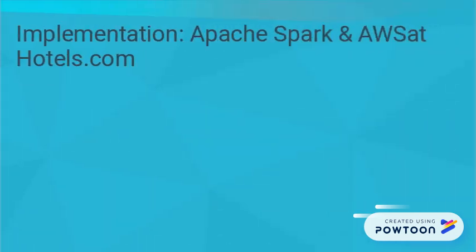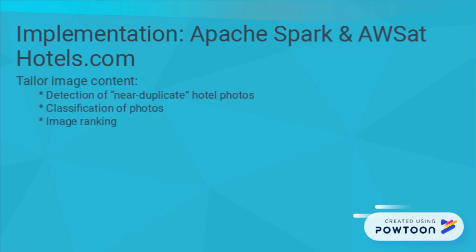Our first example is Hotels.com, which is part of Expedia and uses Apache Spark to tailor image content and hotel listings to the specific user. Use cases of Spark involve detection of hotel photos that are potentially duplicates, classification of photos according to what they show, such as the lobby or the pool, and seeing how the images are ranked in galleries.